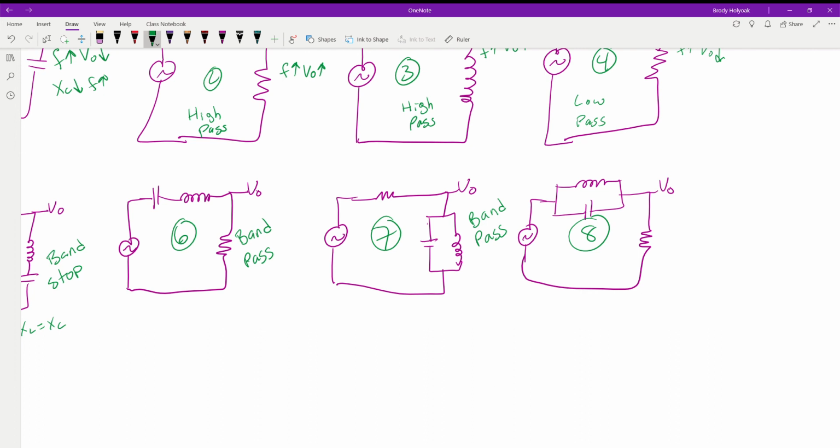And then the same is true here. So again, as we're changing this value, we're going to see these change. We're going to get a lower voltage here at low frequencies and at high frequencies, and then a higher voltage at resonance. So this is going to be our band stop.